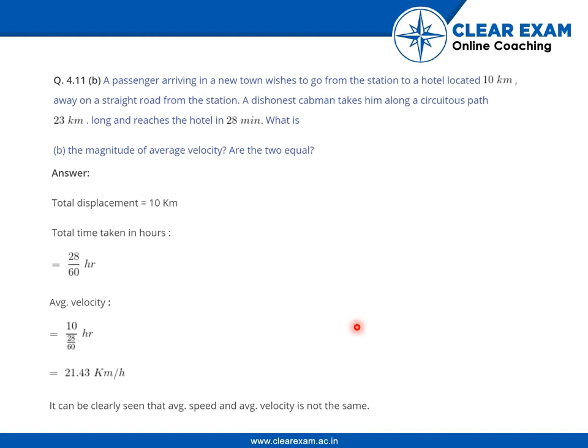So it can be clearly seen that average speed and average velocity are not the same, which is the answer to this particular question.